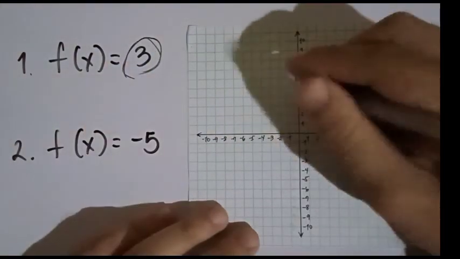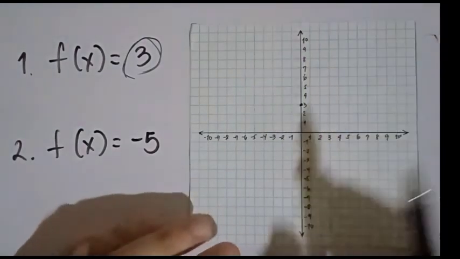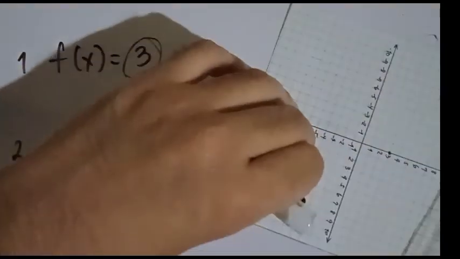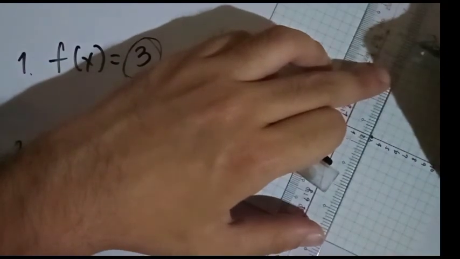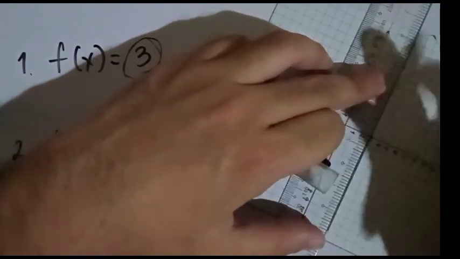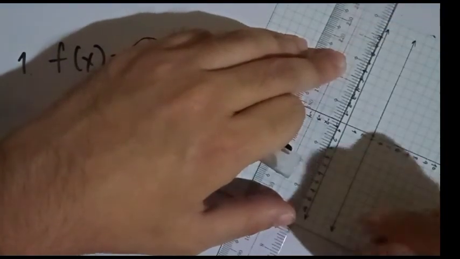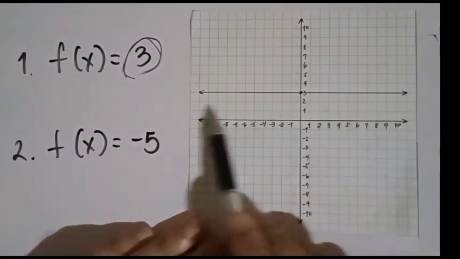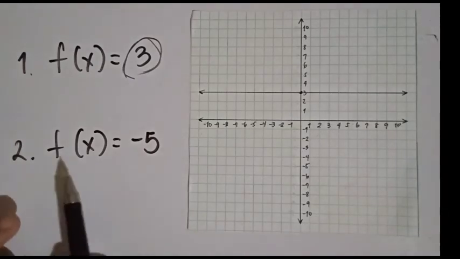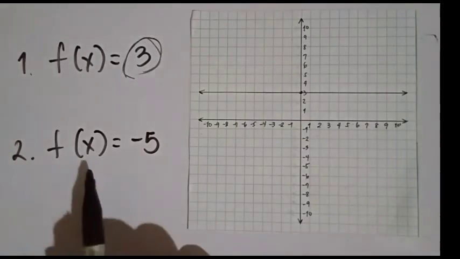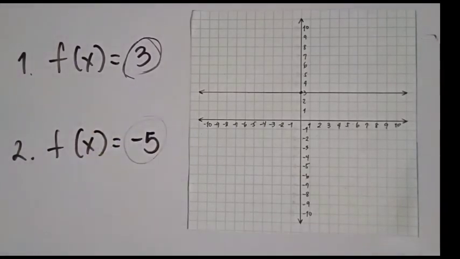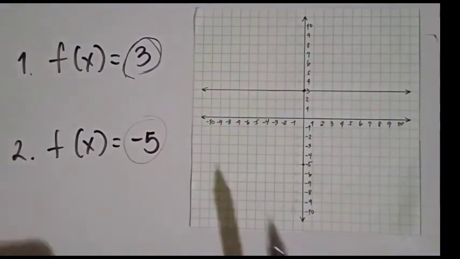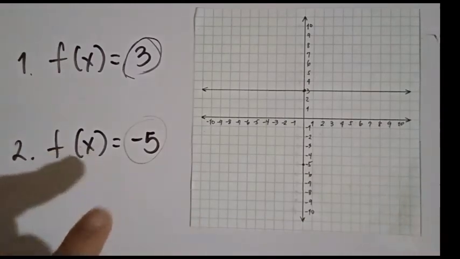So, ilalagay natin yung y-intercept dito. Tapos, saka tayo mag-draw ng horizontal line. Okay? Kagaya nito. Ayan. Ayan na mismo yung graph ng f of x equals 3. Okay? Samantala naman, yung f of x equals negative 5, so, yung y-intercept ng function na ito ay negative 5. Diba? So, nandito siya. Okay? And then, magdodraw tayo ng horizontal line because this is a constant function.